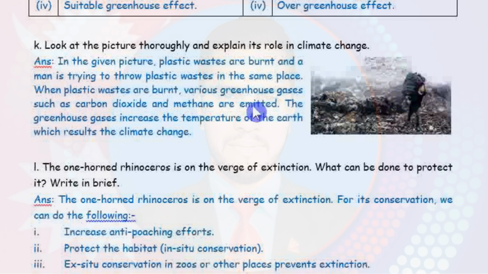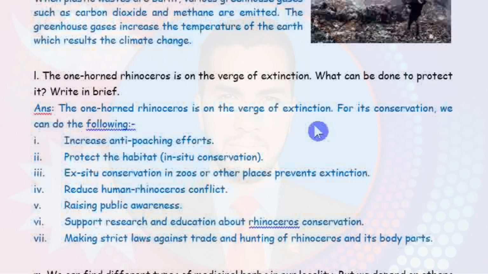They are greenhouse gases. Okay, the greenhouse gases increase the temperature of the earth, which results in climate change. So in this way, there is climate change. It is playing a role in the climate change, the activity shown in the figure.